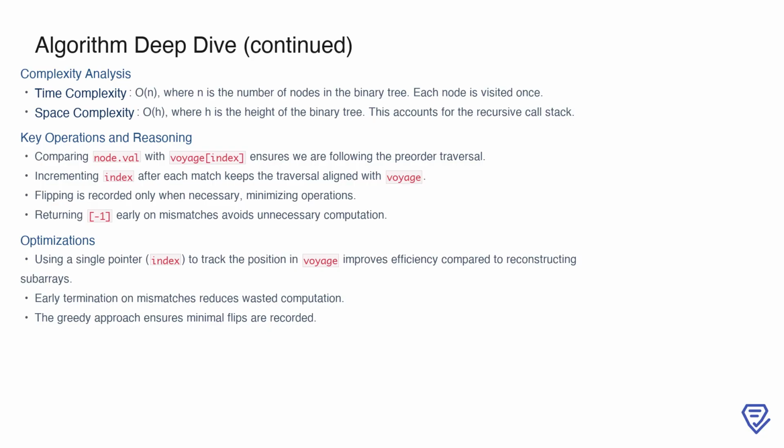By recording flips only when necessary, we minimize operations and avoid redundant checks. Early termination on mismatches further optimizes the algorithm by stopping unnecessary work. Using a single pointer to track voyage instead of slicing subarrays also enhances efficiency. Overall, the greedy approach ensures we perform the minimal number of flips required to match the voyage, making this solution both effective and computationally optimal.